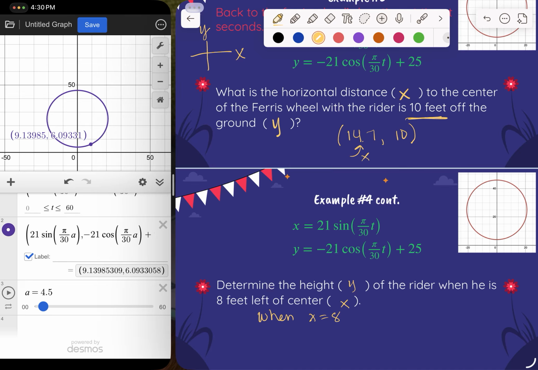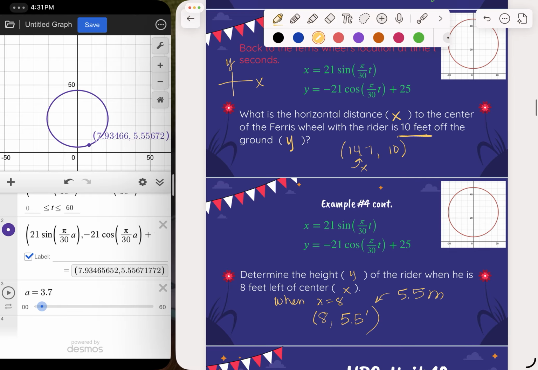Oh, I just saw 7.9. So close. I can't get it perfect. There we go. So when X is 8, we'll say that Y is like 5.5 feet off the ground. Okay, so he's 5.5 feet off the ground. 5.5 feet, or is it meters? May have been meters. When he's 8 feet left of center. So again, I'm using my slider.